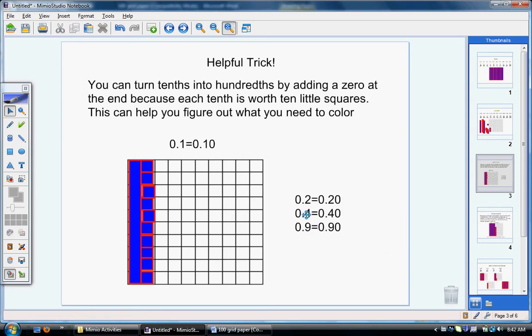This is really helpful because, again, if I don't remember if 2/10, 0.2, is two little squares or two long rows, it's easier for me when I put that 0 on the end, because now I know that I need to color in 20 little pieces. Or if I don't know what 0.9, 9/10, is, I know that I can add the 0 on the end, and now I know I have to color in 90 of those little squares. I need to color in most of the grid.